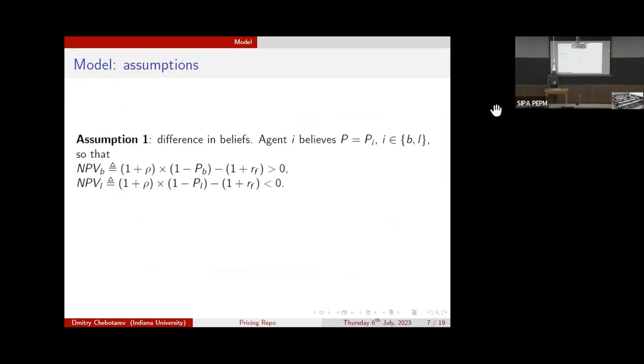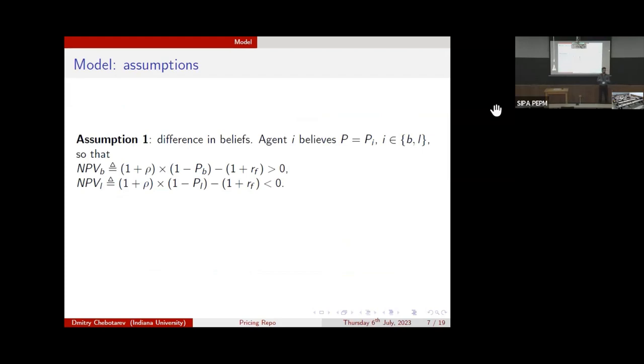So when one builds a model of repo, there will be two big questions that one needs to propose some answers to. So one question would be, why is collateral necessary at all? Why does the lender not just give all the money to the borrower without any collateral? And my answer will be different scenarios.